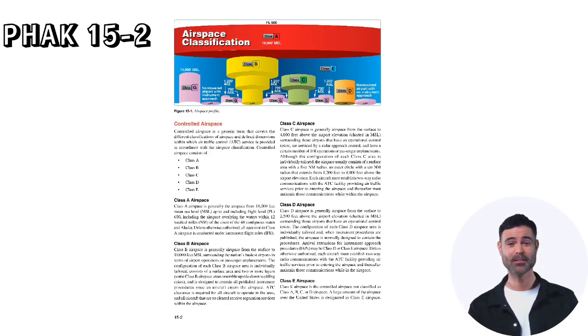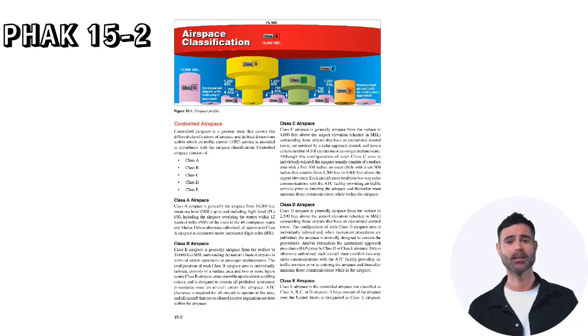Class B airspace. Class B airspace is generally airspace from the surface to 10,000 feet MSL, surrounding the nation's busiest airports in terms of airport operations or passenger enplanements. The configuration of each Class B airspace area is individually tailored, consists of a surface area and two or more layers. Some Class B airspace areas resemble upside-down wedding cakes and are designed to contain all published instrument procedures once an aircraft enters the airspace. ATC clearance is required for all aircraft to operate in the area, and all aircraft that are so cleared receive separation services within the airspace.